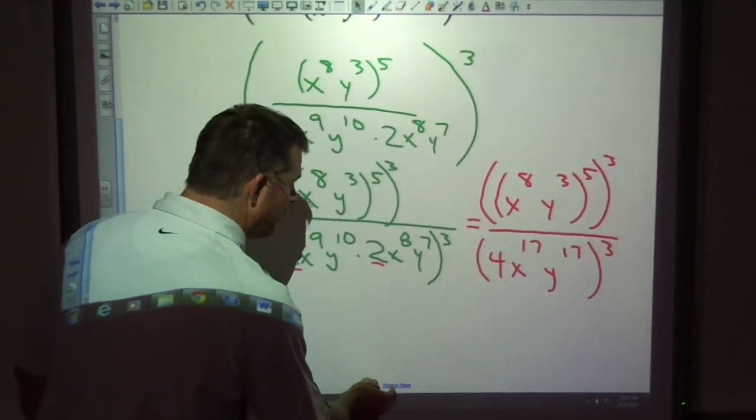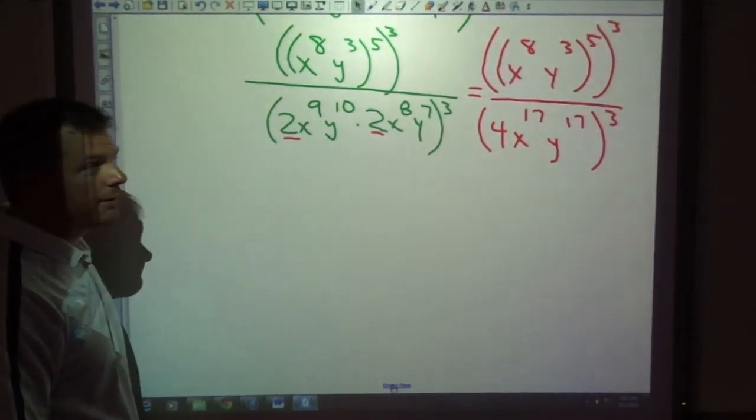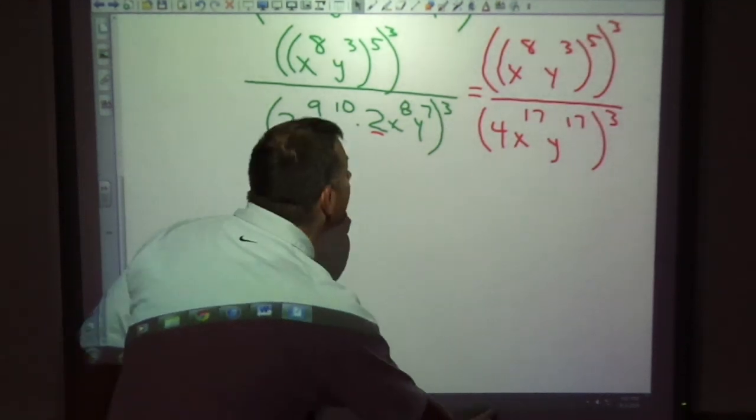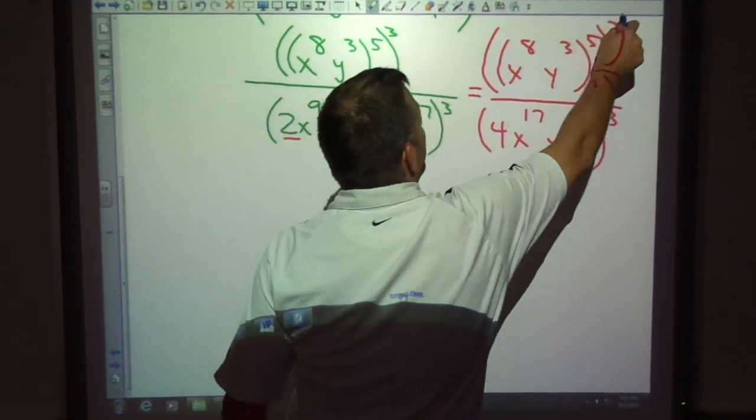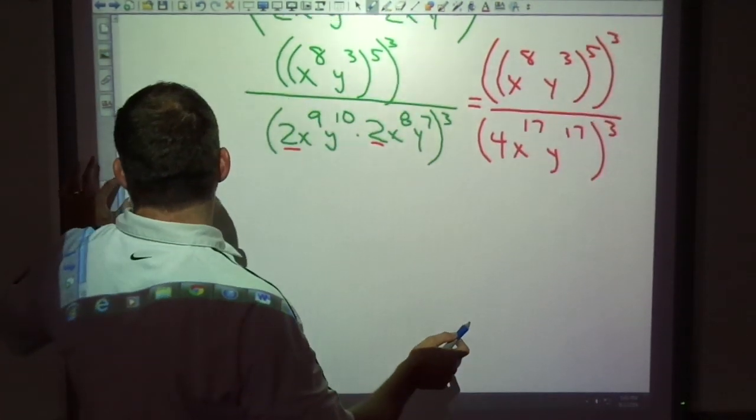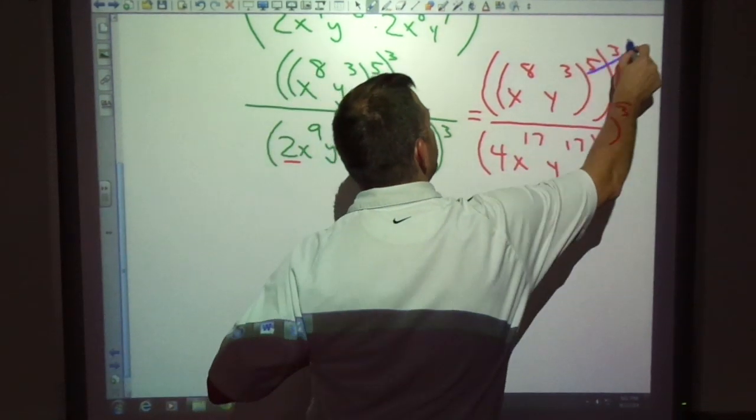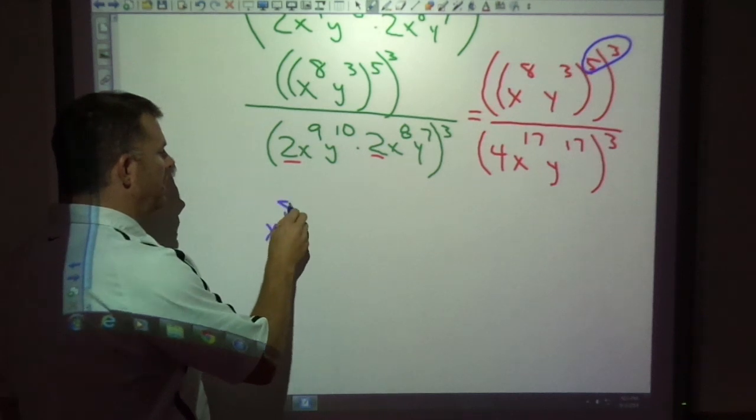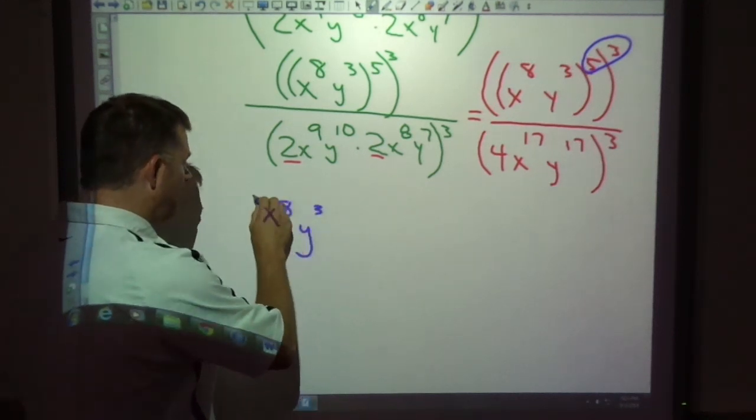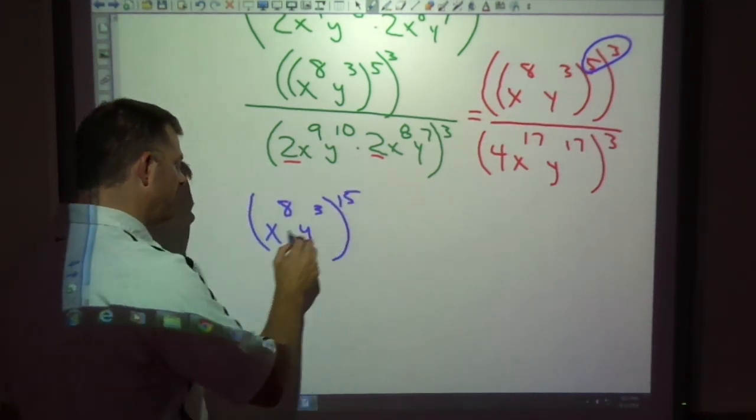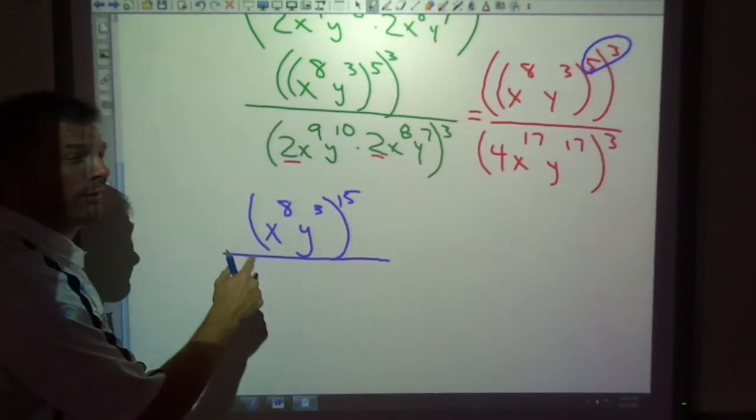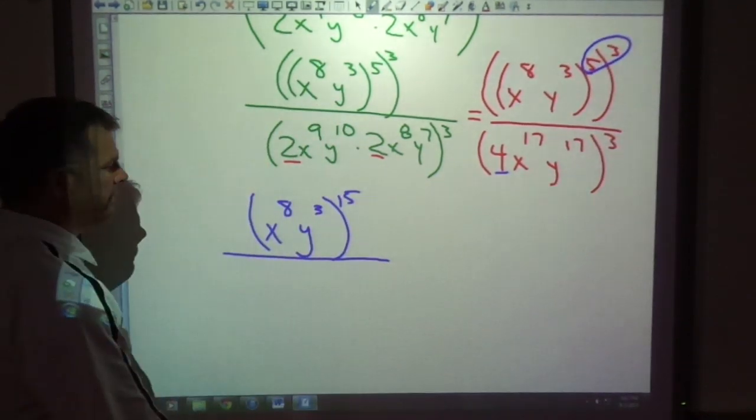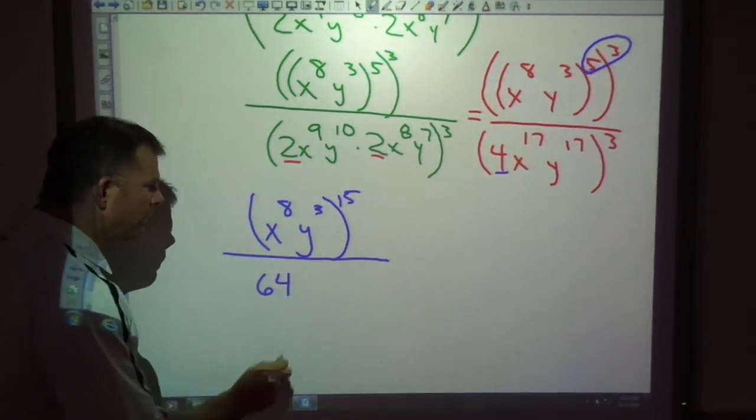Now I'm ready for my power to power. I'm getting tired, but I can do it. I have grit. Power to power, I know that when I have power to power, I just multiply these exponents. So the whole top can become x to the 8th, y to the 3rd, all to the 15th. I still have power to power though. And here, I raise the coefficient to the power. 4 to the 3rd is 64.